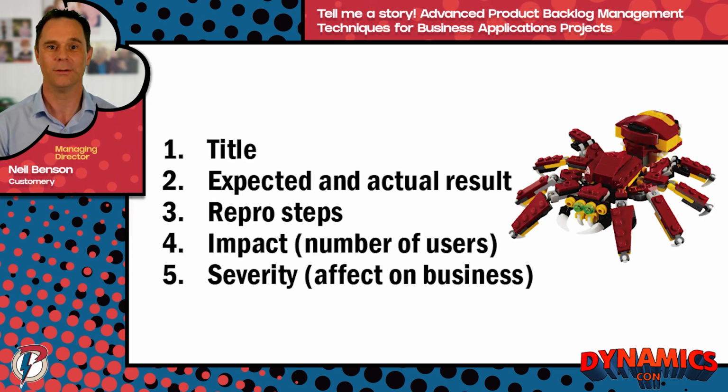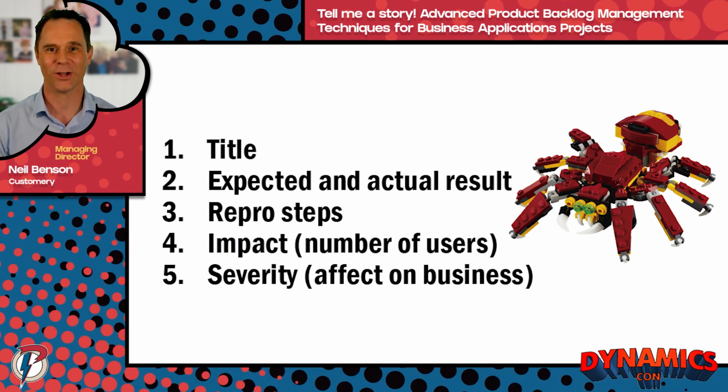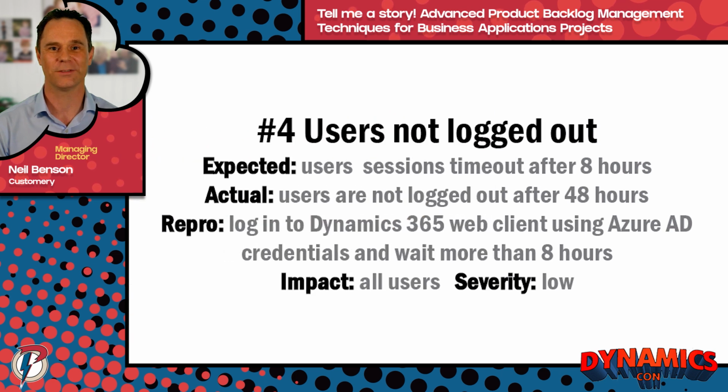Bugs should include a short descriptive title, the expected and actual result, what does the user think should happen and what is currently happening, instructions to reproduce the bug, ideally with a screenshot of the result, an indication of the impact, like the number of users affected, and the severity, which is the effect on our business users. Here's an example bug from a recent Dynamics 365 project I worked on.